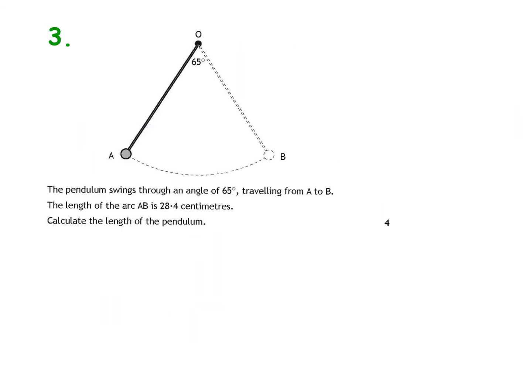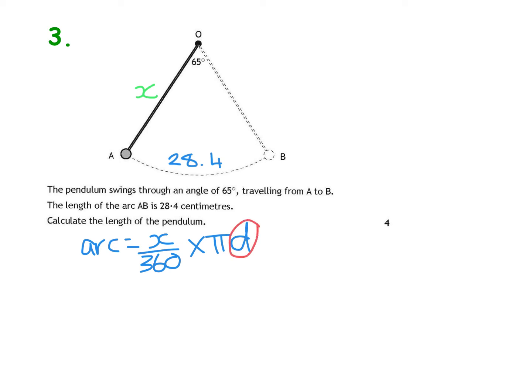Here is my final example. It's not always the angle at the centre you're asked to find. Sometimes you're asked to find maybe the radius or the diameter. In this case, I'm talking about a pendulum. Pendulum is swinging through an angle of 65. They've told you that the arc length is 28.4, and they don't want the angle at the centre. They want your radius. Now, your formula for arc is angle over 360 times pi d. So I want the radius, but technically I'm just going to get the diameter first. And once I've got the diameter, I'll get the radius.